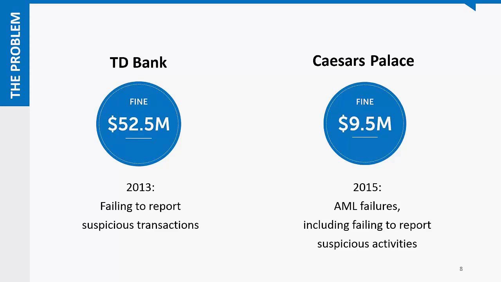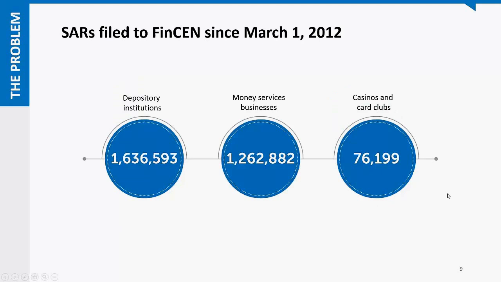So these are just a couple of examples where TD Bank in 2013 was fined about $52.5 million for failing to report suspicious activity. Caesar's Palace last year got a $9.5 million fine, and one of the items included in that fine was that they were not reporting suspicious activities in the casinos. So I think overall, these are big enough sums for you to be concerned about what you're doing in terms of regulatory reporting.